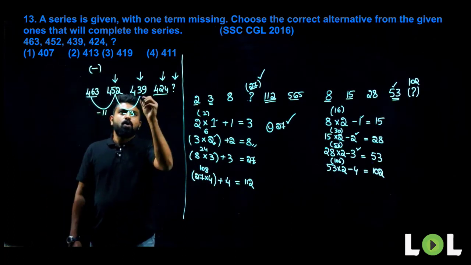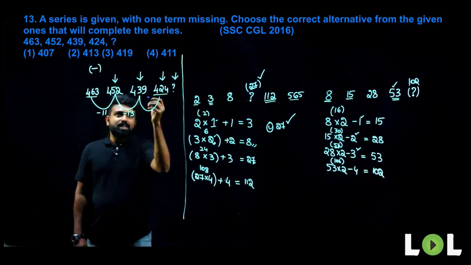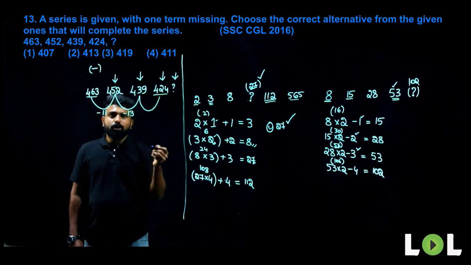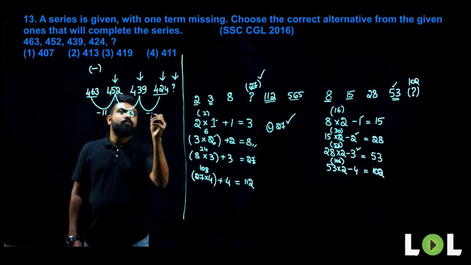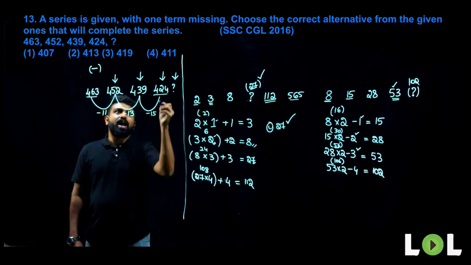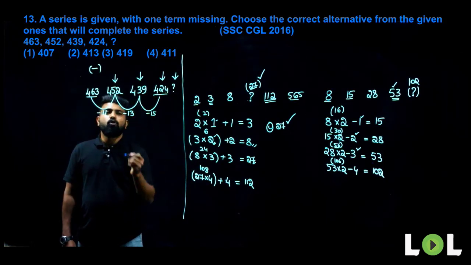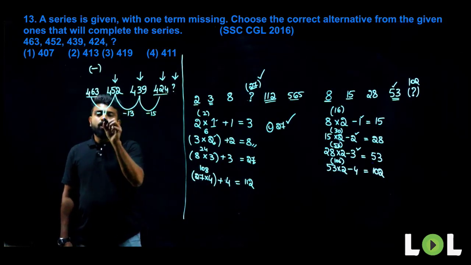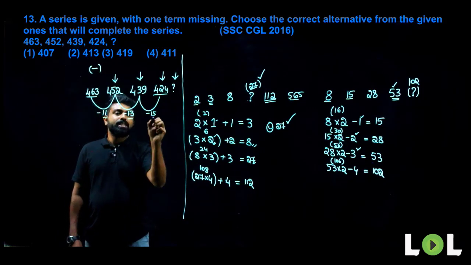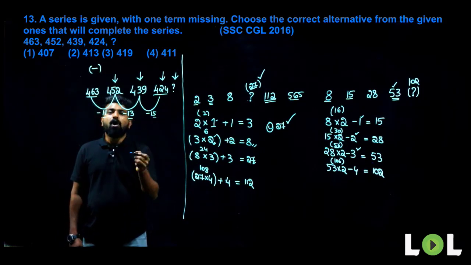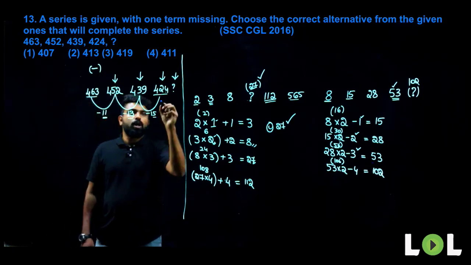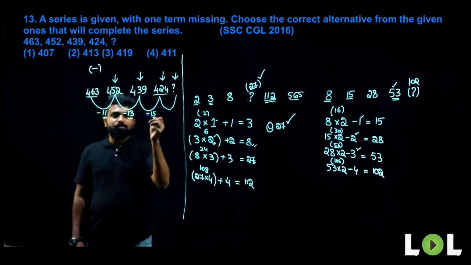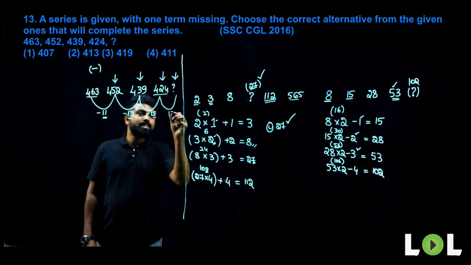Similarly, how to go about this? 439 to 424, how can I go? I need to subtract how much? I need to subtract 15 from 439 to reach 424, or I need to add 15 to 424 to get 439. Now look at these. What are these? These are subtraction of odd numbers starting from 11. So what will be my next odd number after 15? My next odd number is 17.